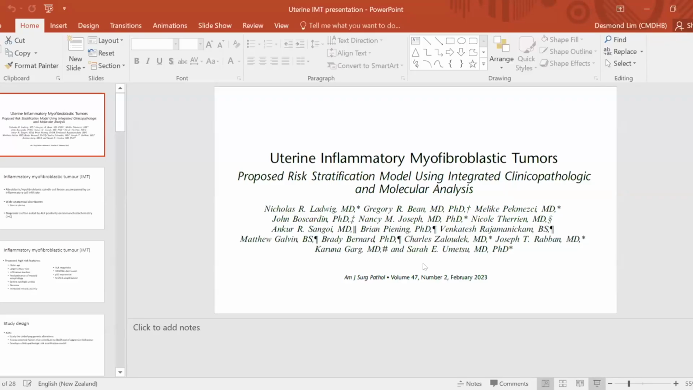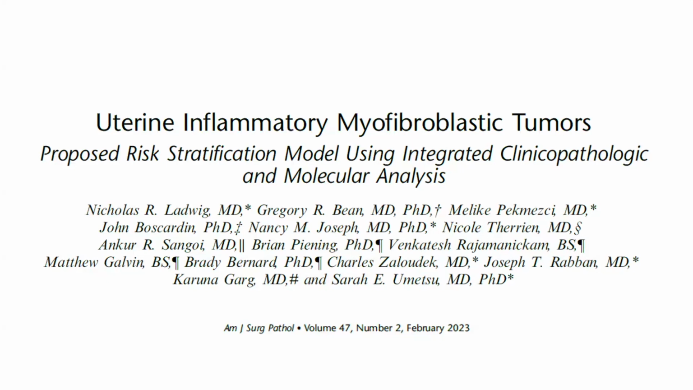Great. I'll get started. So thank you for that. I'll be talking about a paper titled Uterine Inflammatory Myofibroblastic Tumors, proposed risk stratification model using integrated clinical pathologic and molecular analysis by Nicholas Ladwig et al., published in the American Journal of Surgical Pathology in February of 2023.